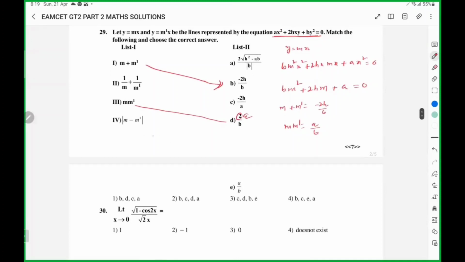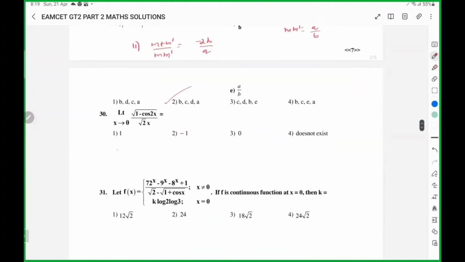So the second option: m plus m dash by m m dash will be minus 2h by a. So the fourth option, obviously. So 1b, 2c, 3d, 4a. Second option.